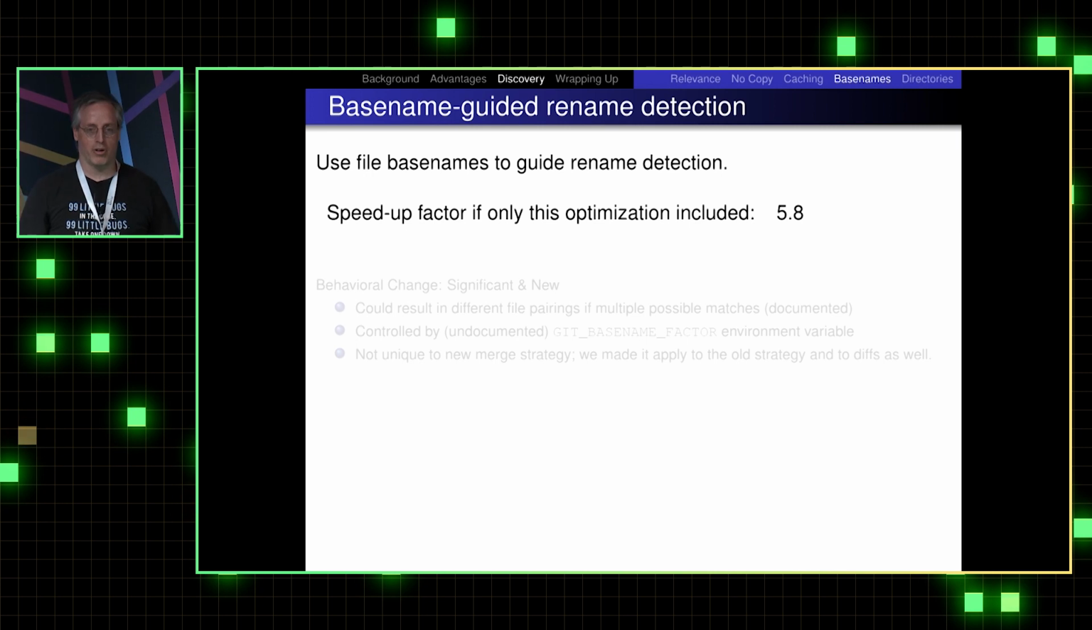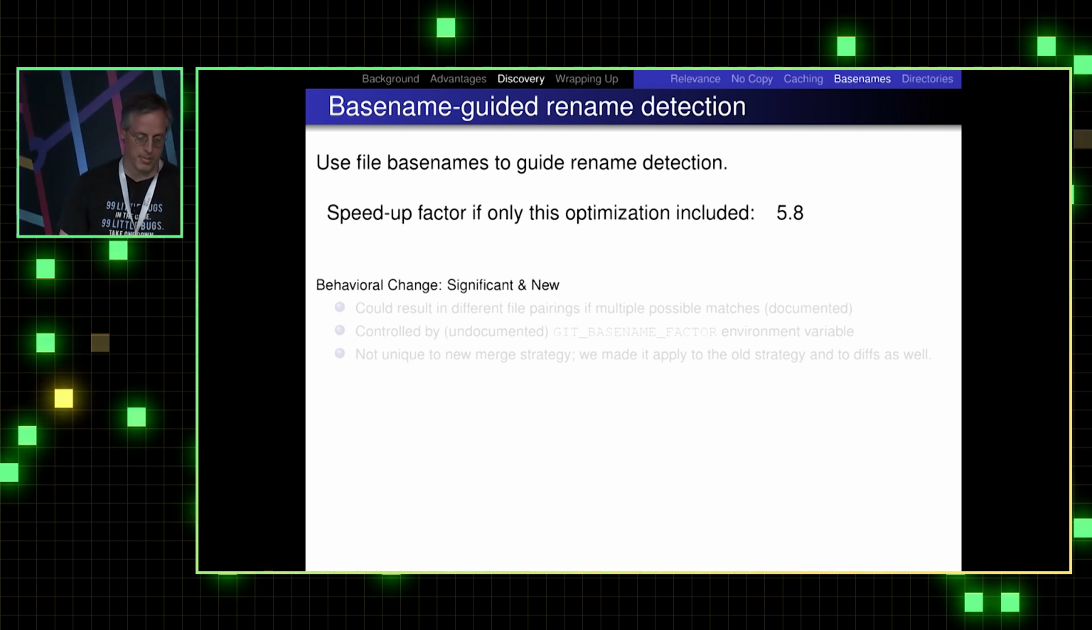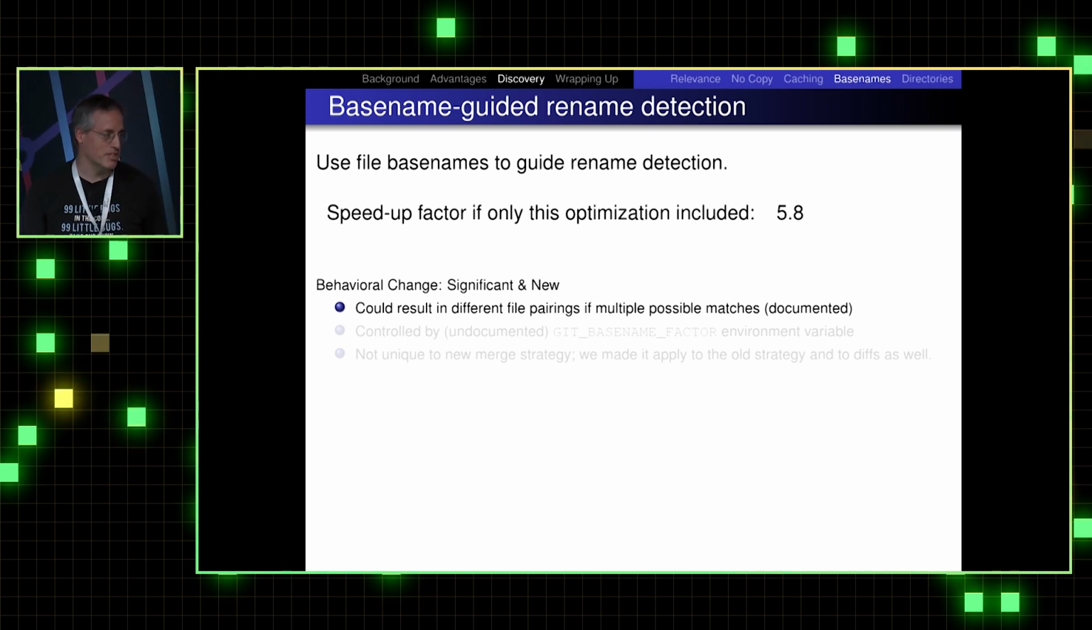It does have a behavioral change, probably fairly obvious on this one because of the way it's described. If you have a file that could have matched a file with a different base name, and that would have been a better match, you won't see it, because you first matched it up with a file that happened to have the same base name that it was similar enough to.